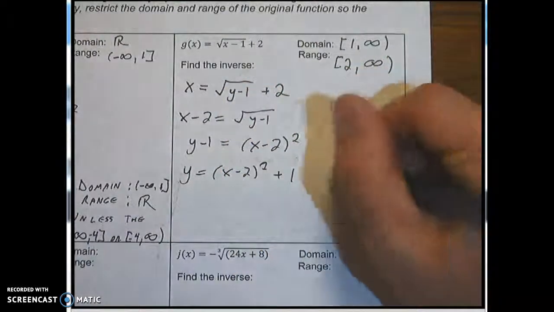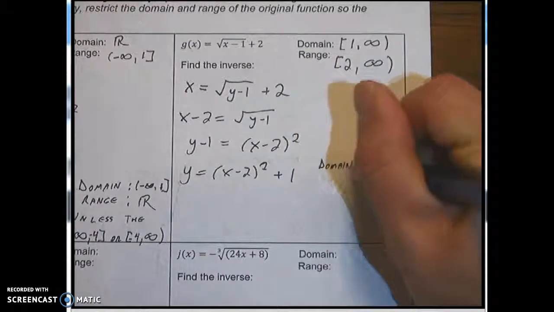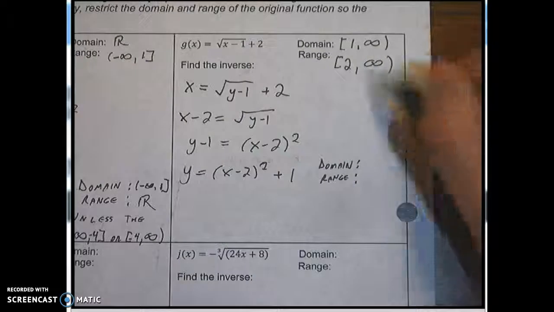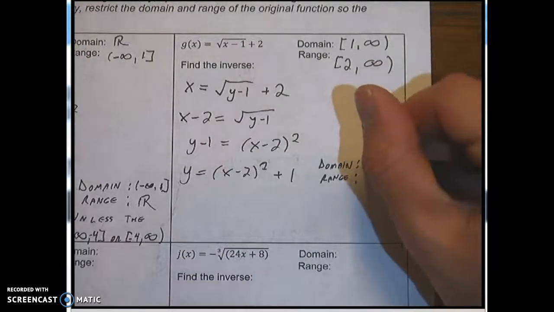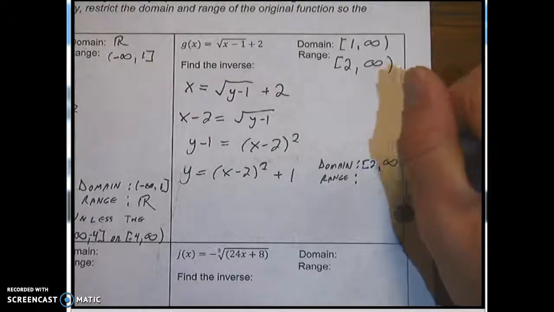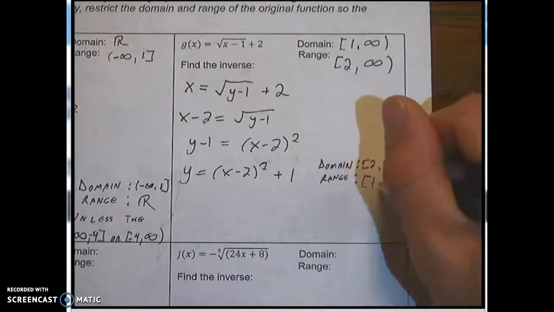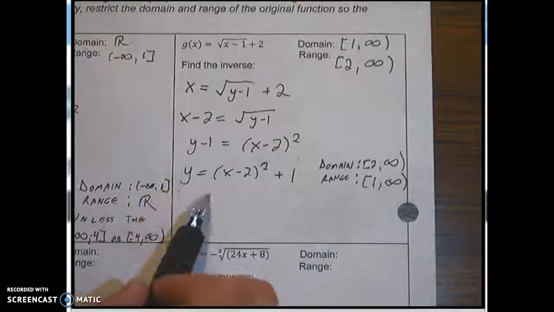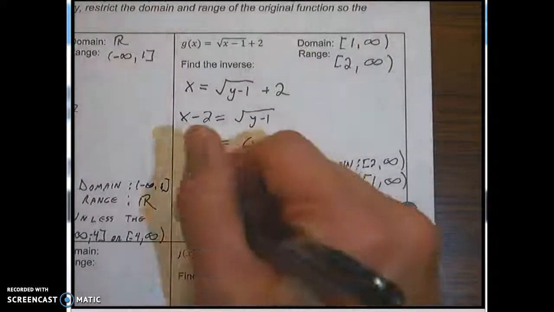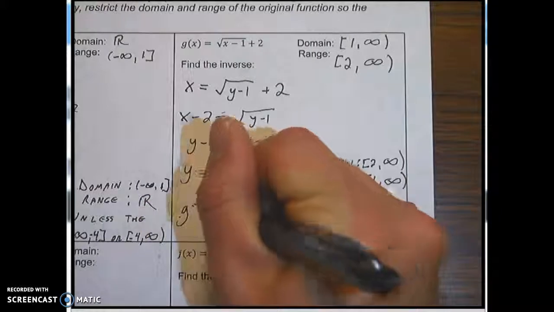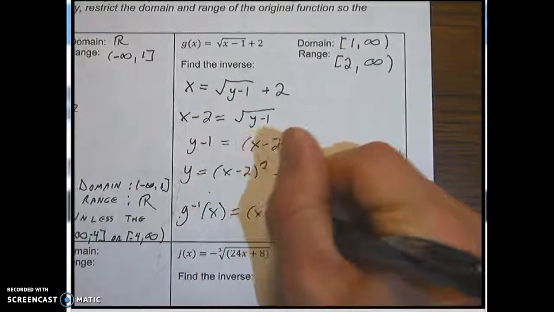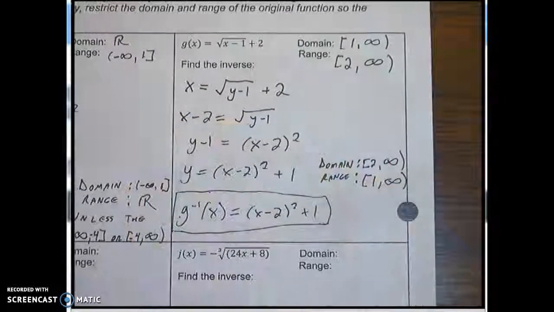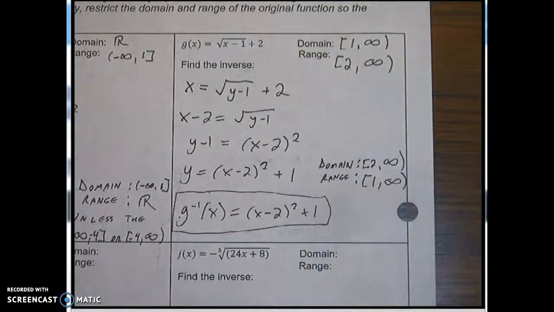And state the domain and range. Domain, range. Remember, you just flip them now. [2, infinity) and [1, infinity). And this thing is definitely a function. It's a quadratic. So I'm going to write it in function notation. g of x equals (x minus 2) squared plus 1. And I can write it in function notation because it's a function.